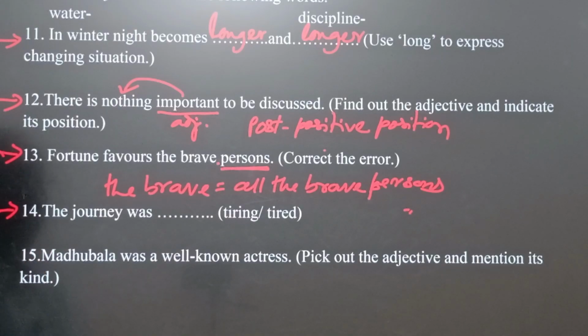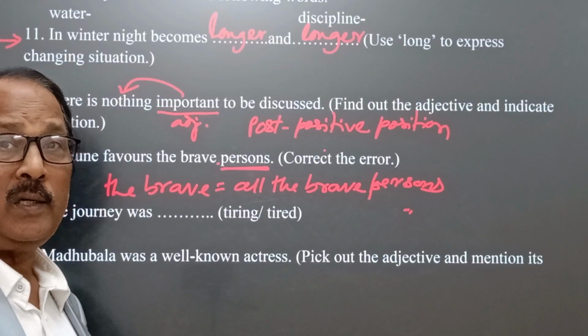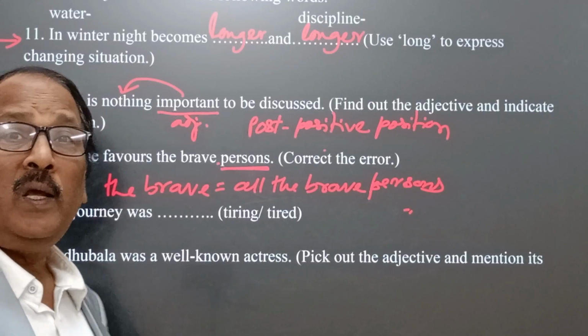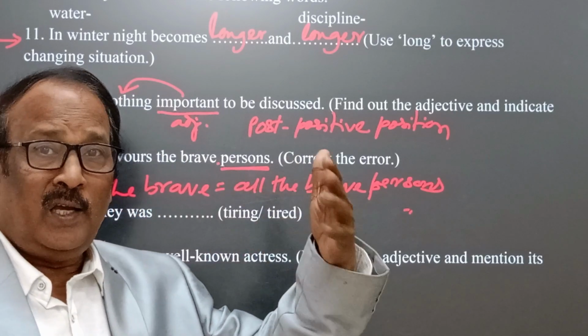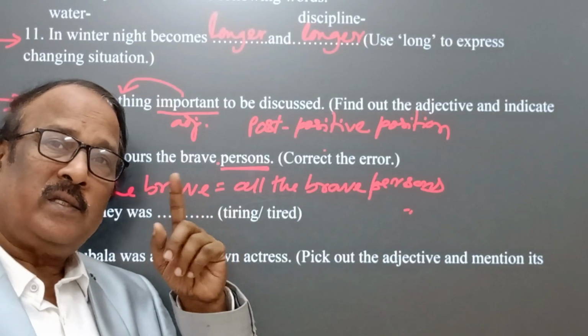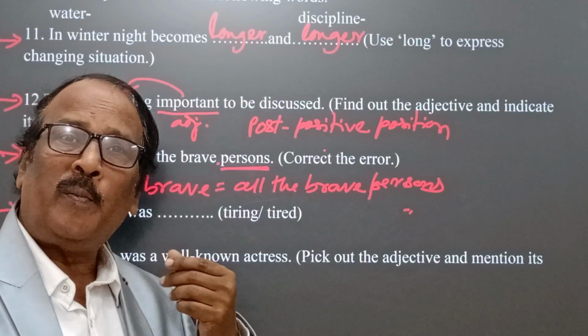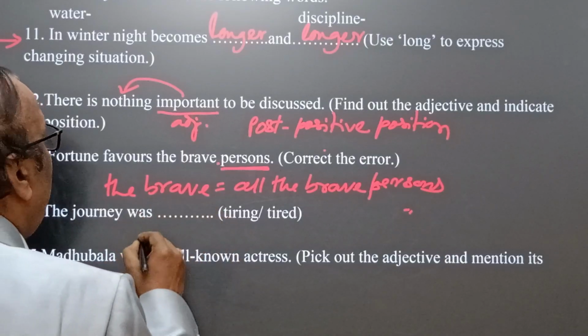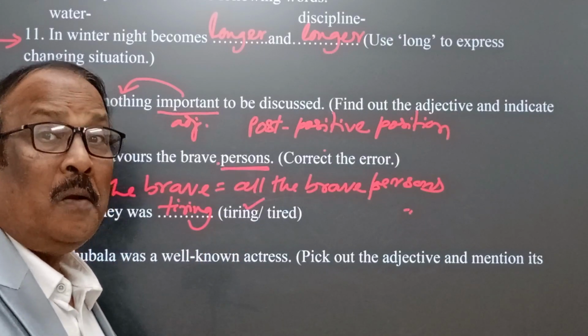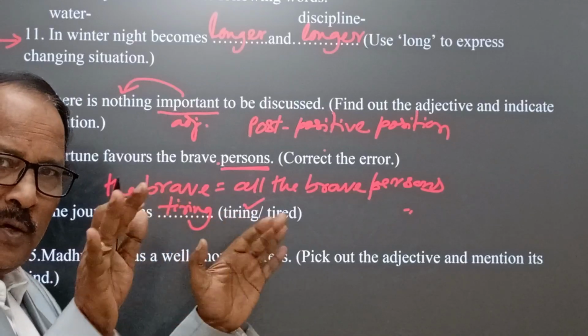14. The journey was blank. As we have discussed, whenever anything or person or situation causes any feeling, in that case a present participle form of adjective is used. The journey was tiring, but we felt tired. This is the answer.